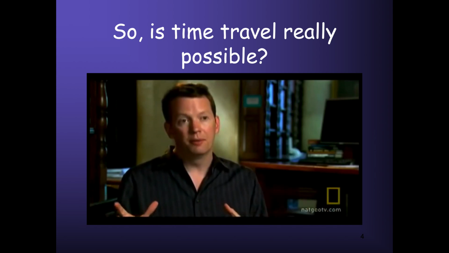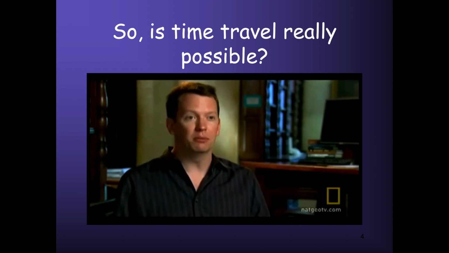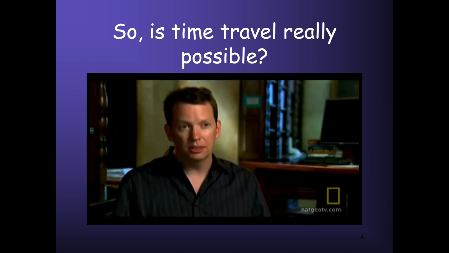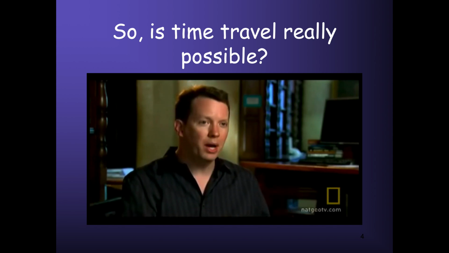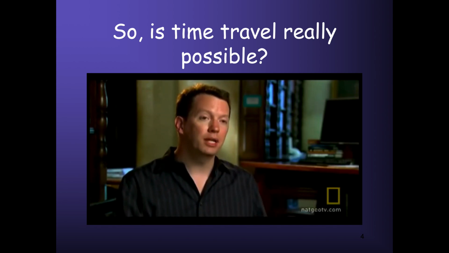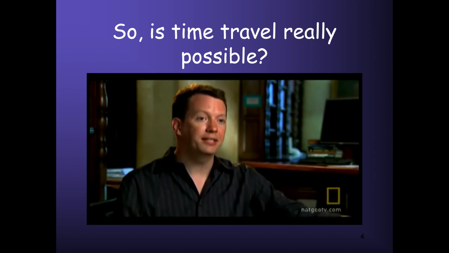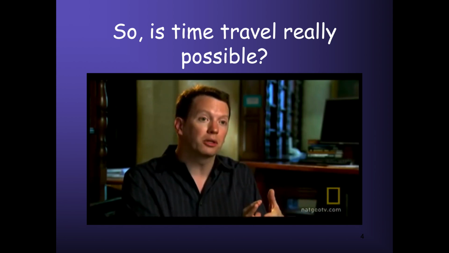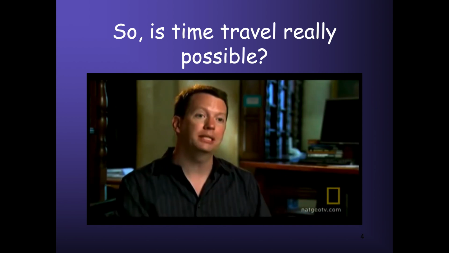If you believe that the speed of light really is a speed limit, you can't go faster than the speed of light. A wormhole provides you a way, maybe, to still go slower than the speed of light, but get to where you want to go much faster because the distance is much shorter. It's really just a shortcut through space itself.